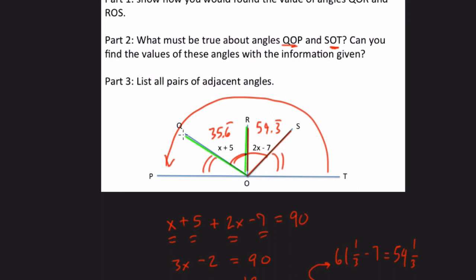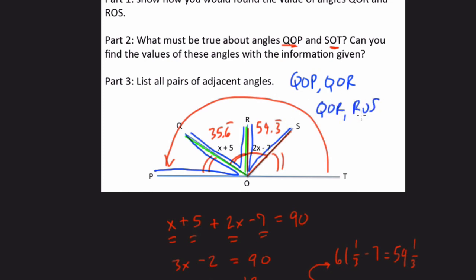Adjacent angles are angles that are next to each other. So QOP right here is next to QOR. So QOP and QOR. Then QOR and ROS, and finally ROS and SOT. So adjacent angles are angles that basically share a leg, right? And they don't overlap or anything. So those are all adjacent angles.